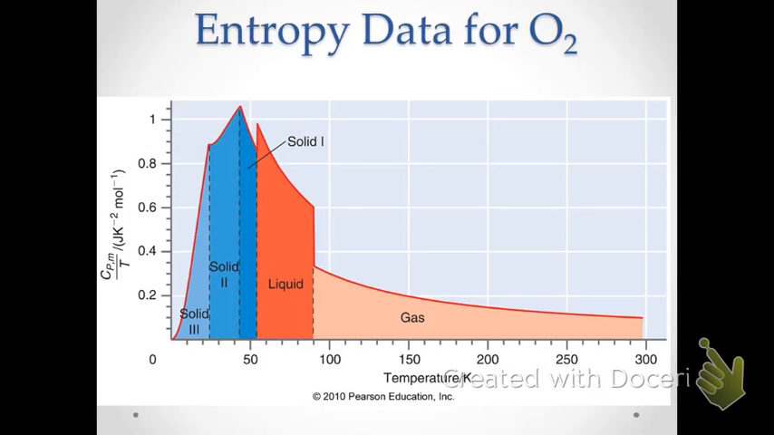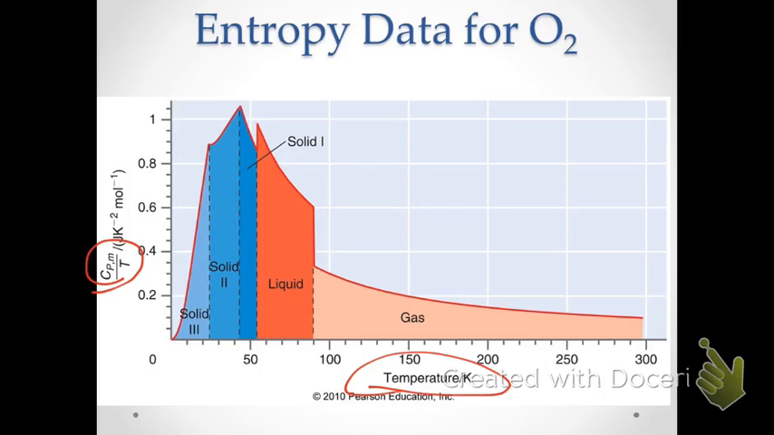Now let's look at how we might take experimental data to calculate the third law entropy for O2 at 298 Kelvin. In this diagram here, along the vertical axis, you have Cp over T plotted versus T along the horizontal axis. And you have it for all the phases of oxygen at 1 bar pressure that exist above 0 Kelvin.